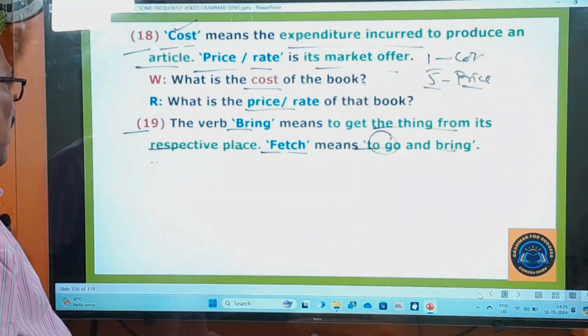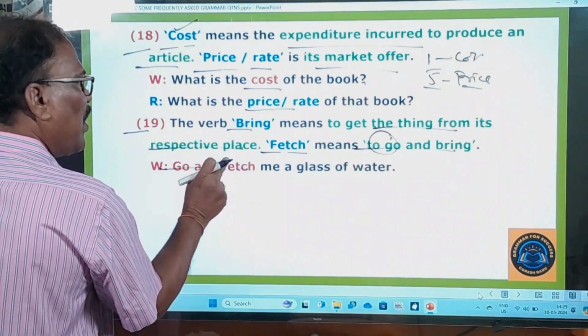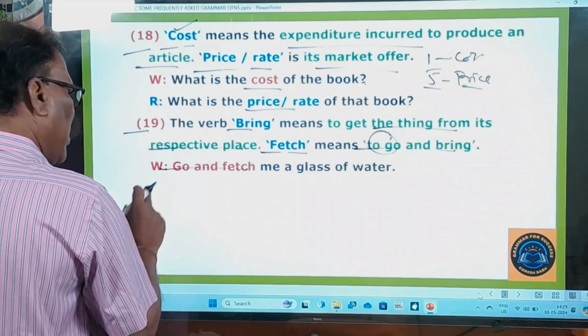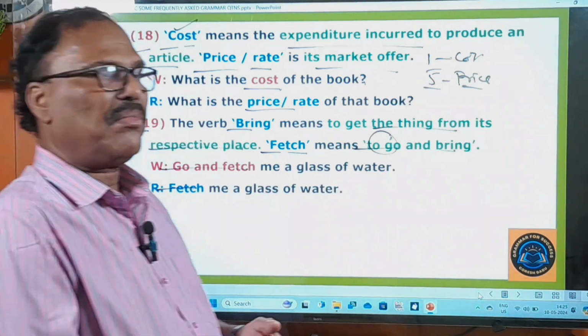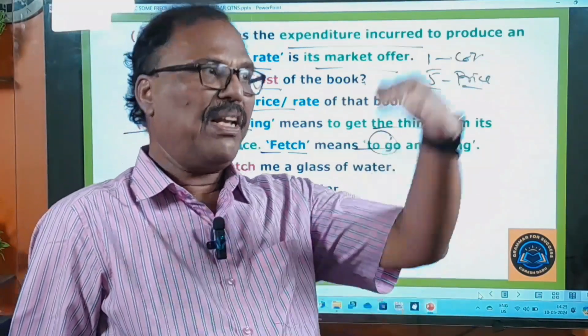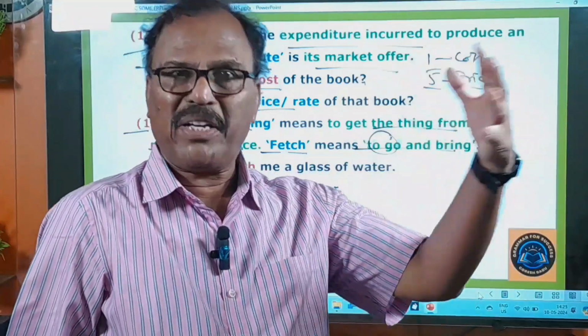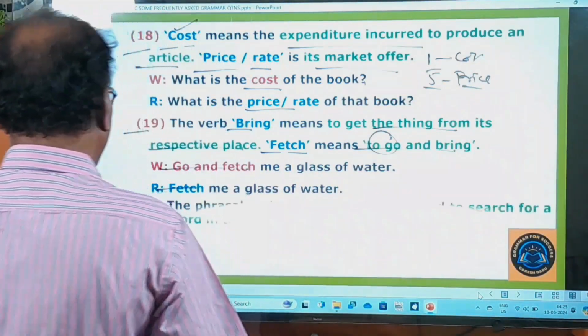Then how can you say go and fetch me a glass of water? Fetch lone go undi. Why using this go? That's why this is wrong. Fetch me a glass of water. పోయి తీసుకురా. Fetch me a pen. ఇక్కడి నుంచి వెళ్ళి pen. Fetch me a glass of water. Something like that. Okay.